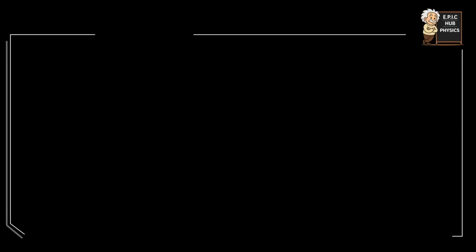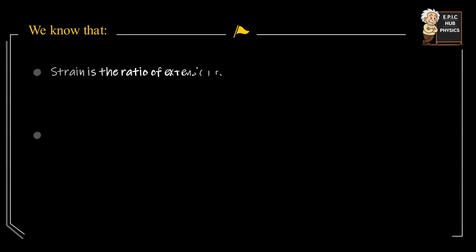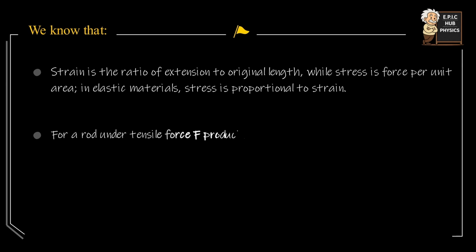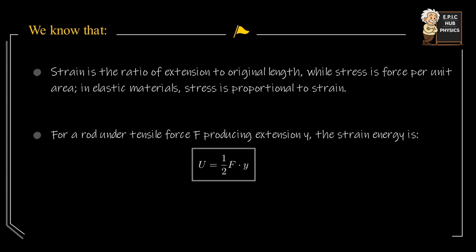This problem relates to elastic deformation and strain energy stored in a stretched elastic material. So let us begin by recalling what we already know. We know that strain is the ratio of extension to original length, while stress is force per unit area. In elastic materials that obey Hooke's law, stress is proportional to strain. We also know that, for a rod under a tensile force producing an extension, the strain energy stored is given by strain energy equals 1/2 multiplied by force multiplied by extension.